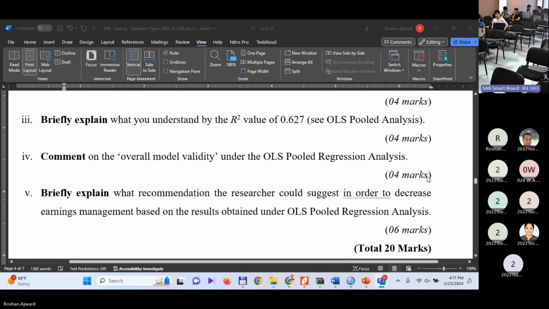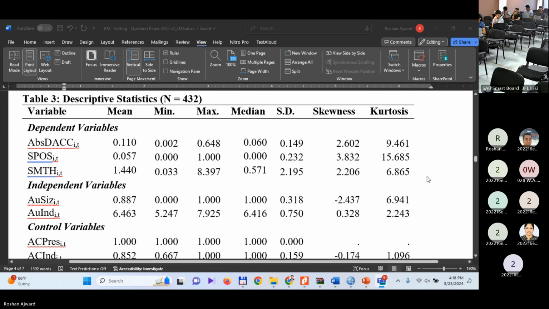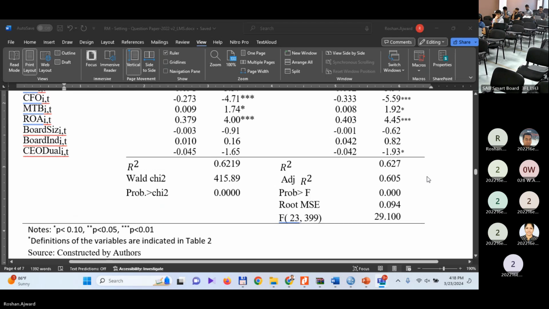Then comment on the overall model validity. Is the overall model valid? Yes. How to check that? See the F level of test. Was it given? Yes, indeed. You can see here, the probability of the F test is given as 0.0000. So is the overall model valid? Yes. That's how the model validity is given in a regression result, in the ANOVA table. Here only the sig value is given.